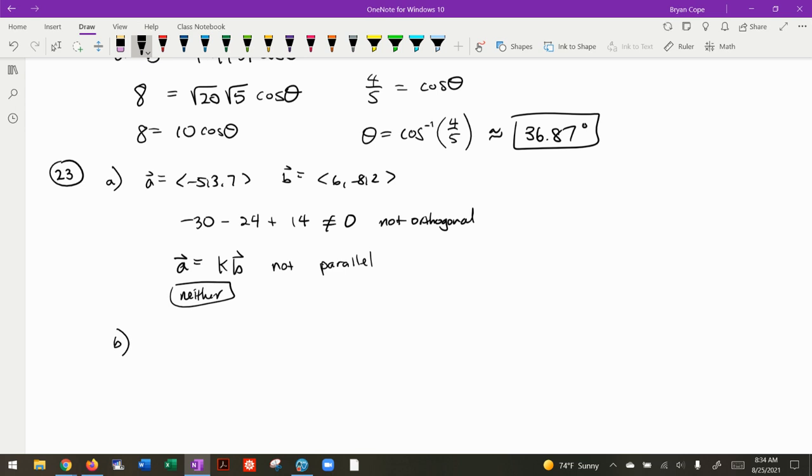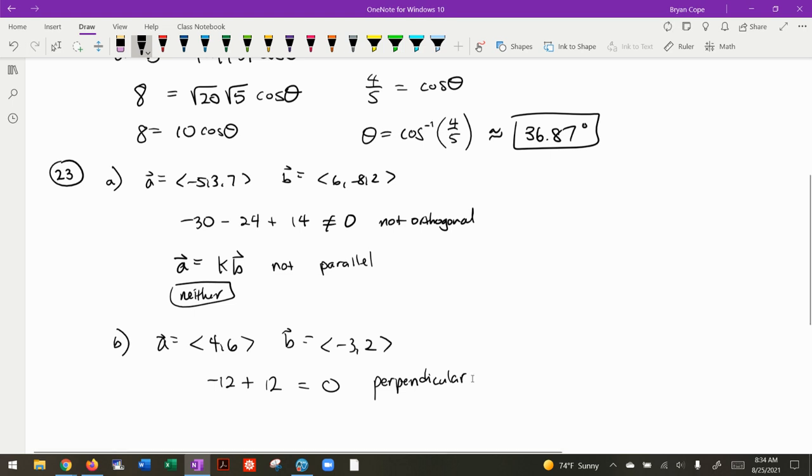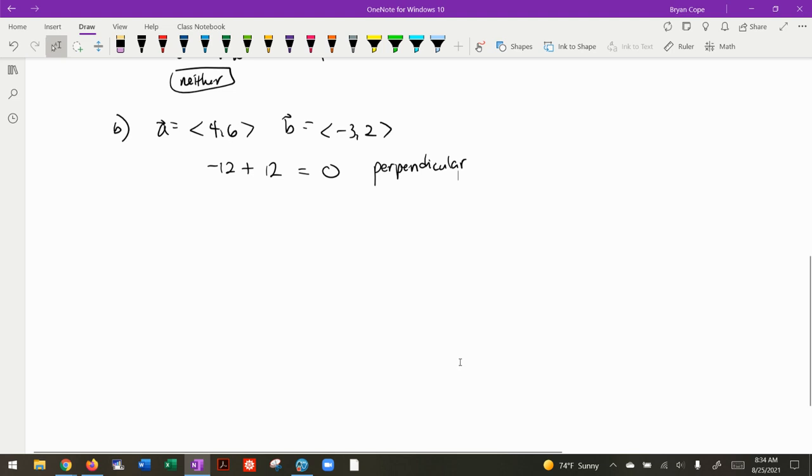B, we've got the vector A, which is 4, 6, and the vector B, which is -3, 2. I have a sense these might be perpendicular. So 4 times -3 is -12, plus 6 times 2 is 12. That gives us 0. Therefore, these are perpendicular. Oh, sorry, the book wants us to use the term orthogonal, but same difference. Okay, next up is 32.